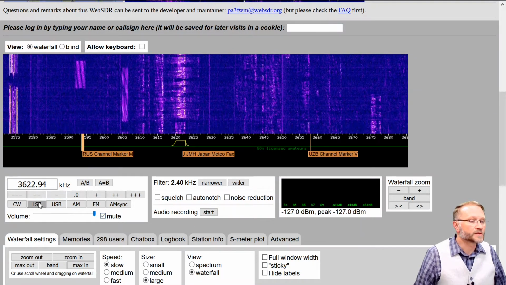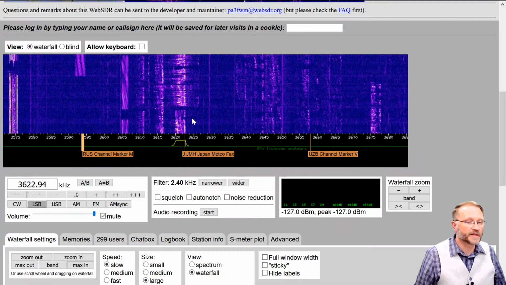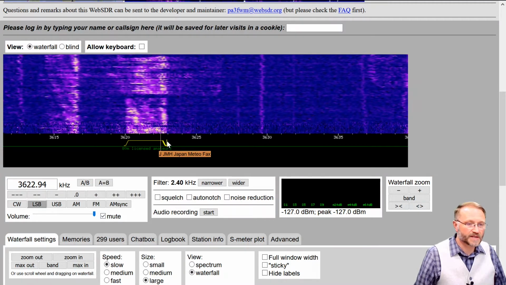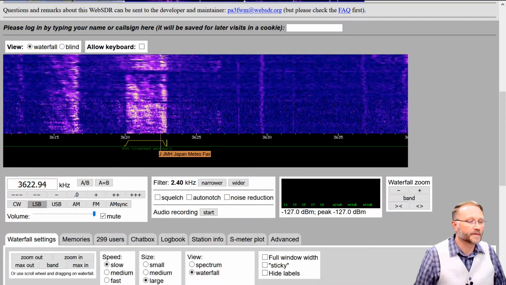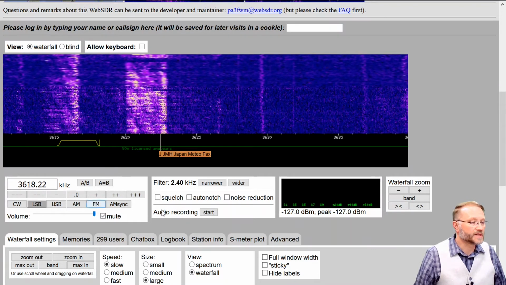Okay. You'll notice we're using the lower sideband modulation at this point. So here's the center frequency, this little bar here, and then we're looking at the lower portion right there. We'll see what this station is here.